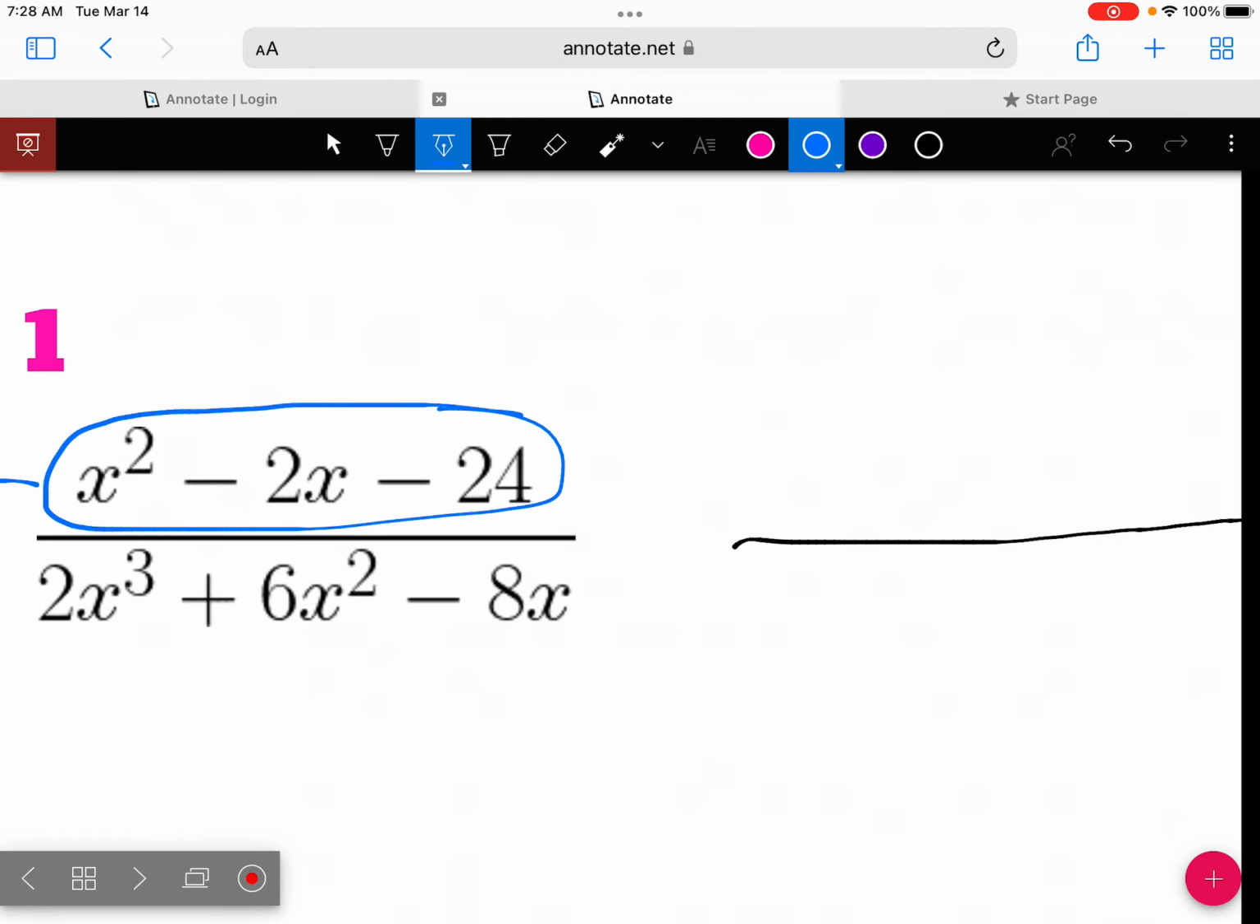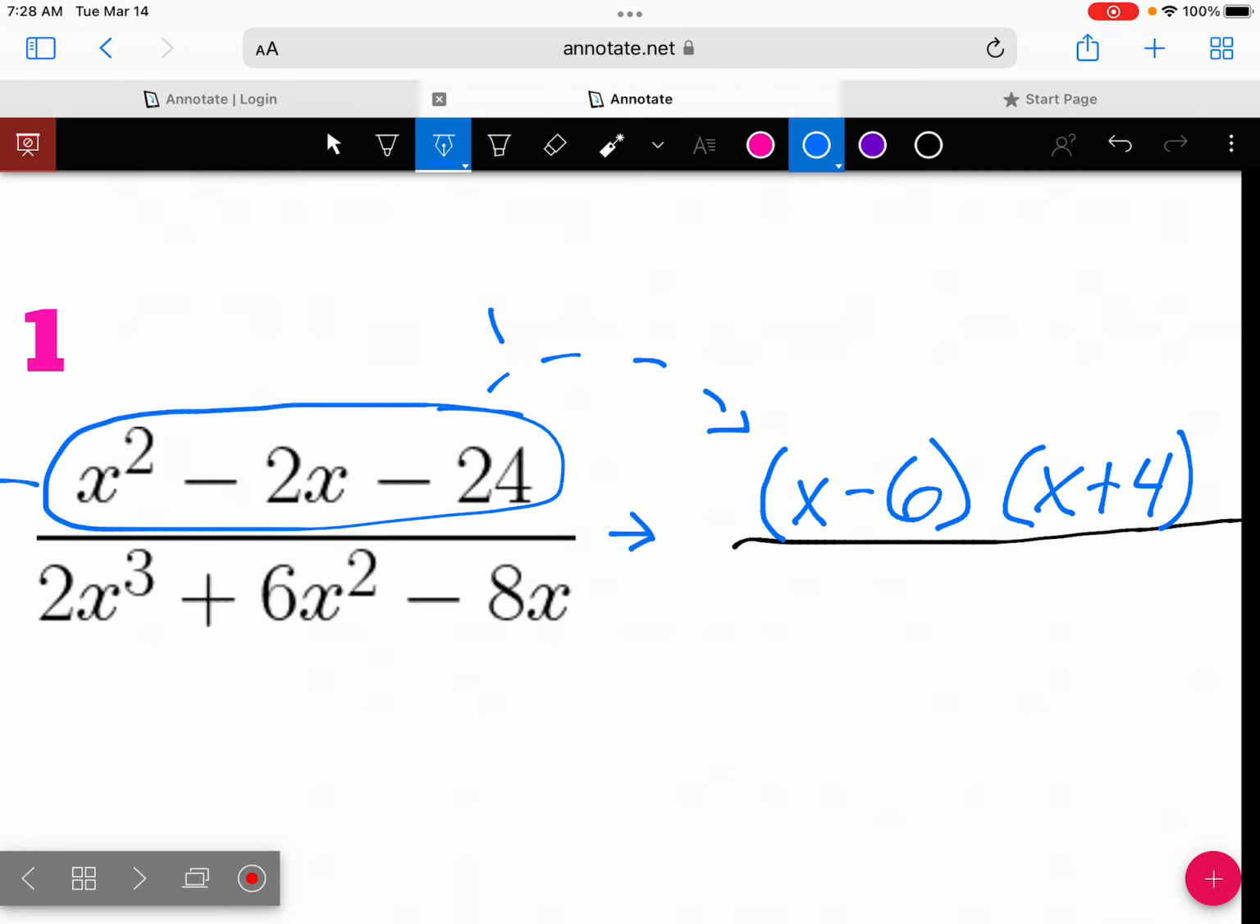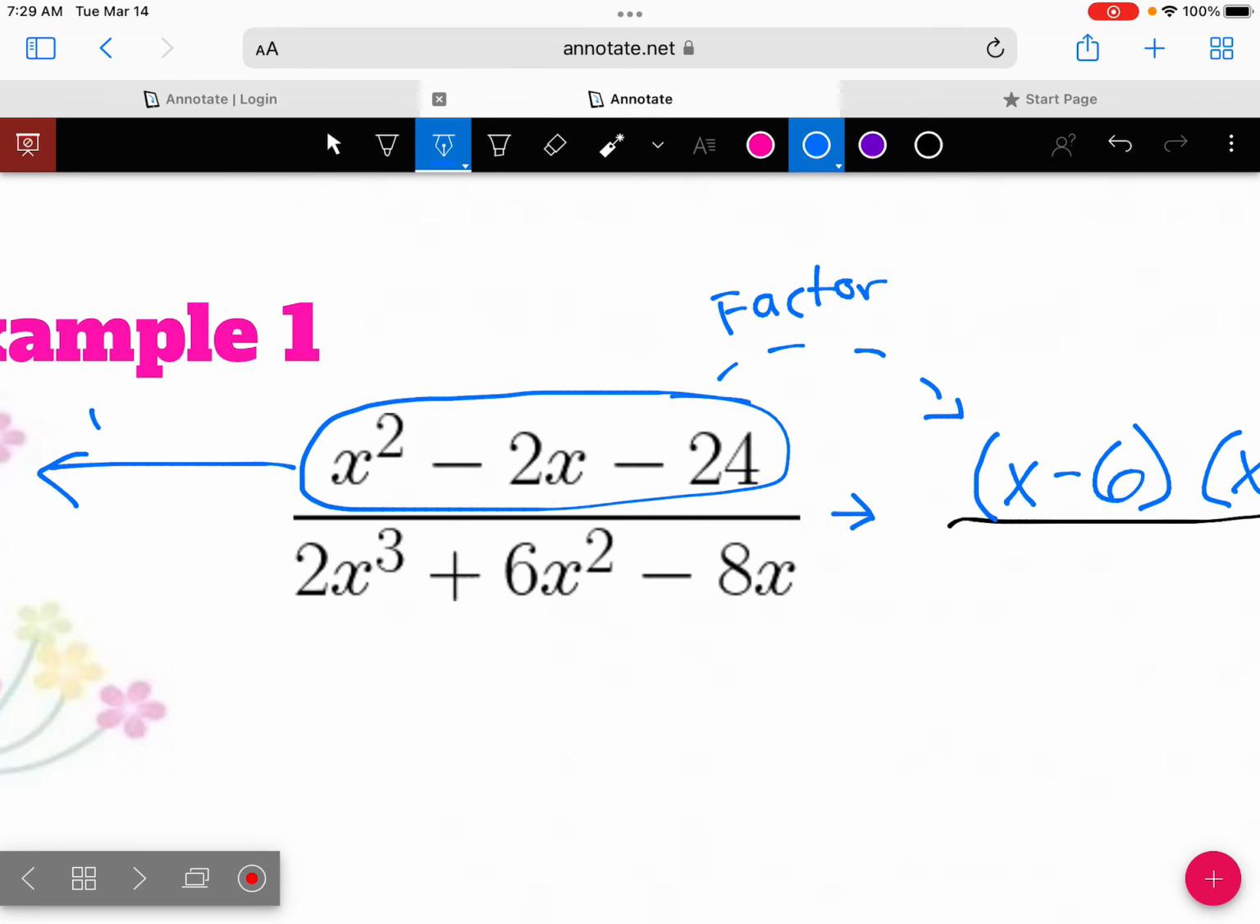So I'm going to come over to my right side where I'm putting my simplified version, and we're going to put our x minus 6, x plus 4 on the top. All we did to get from here over to here was we factored. And this side is just my work.